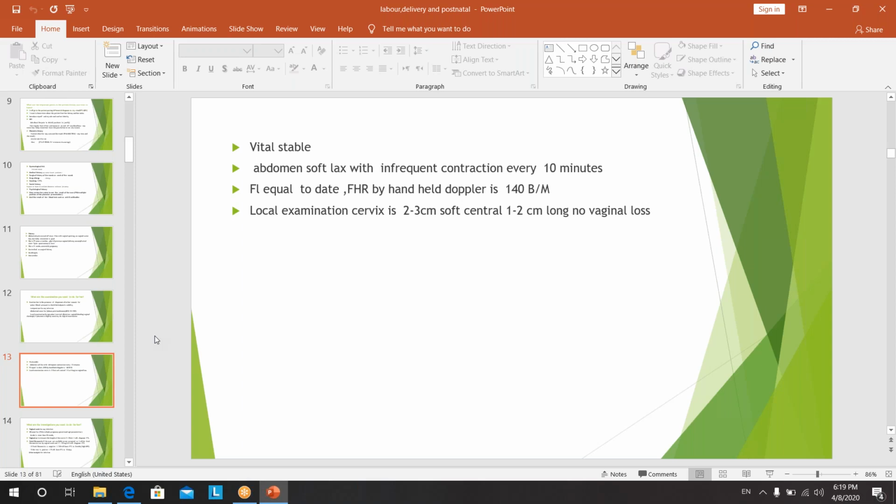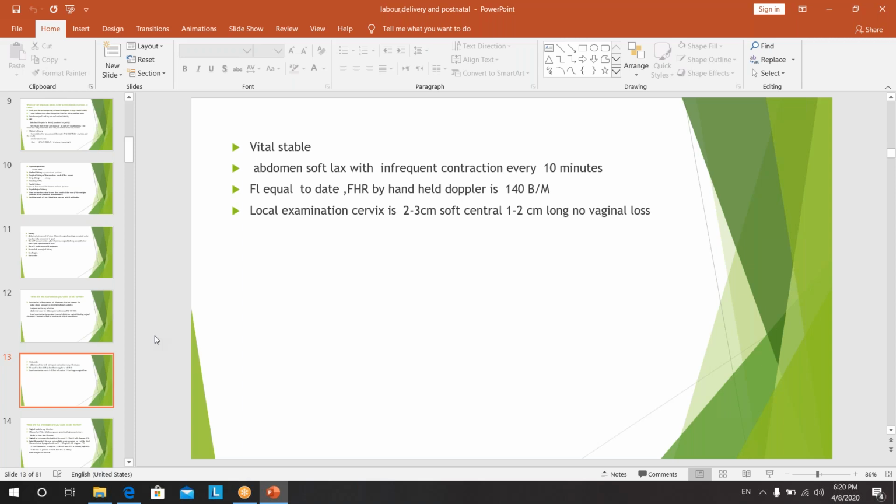Vitals stable, abdomen soft, lax with infrequent contractions every 10 minutes. Fundal level equal to dates. Fetal heart rate by handheld Doppler is 140 beats per minute. On local examination, cervix is 2 to 3 centimeters, soft, central, 1 to 2 centimeters long. No vaginal loss.